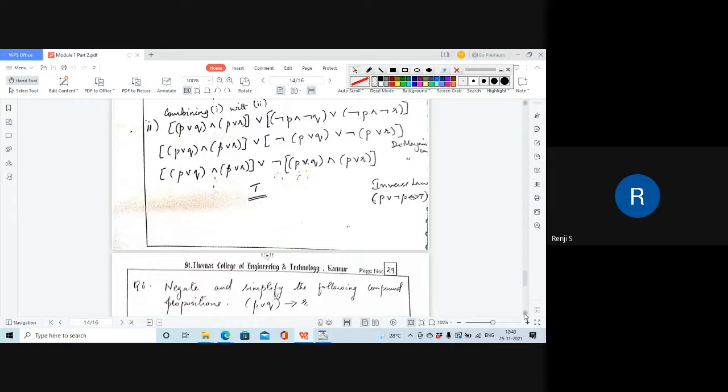Did you write the question? I'll give you 1 minute. Please solve and give me the answer. I'll call out one name. You have to give me the answer. Negate and simplify the following compound proposition. I will give you just 1 minute. You have to solve it. It is very easy. I think I have done it earlier. And you have to give me the answer. Come on first. Negate and simplify the following compound proposition.